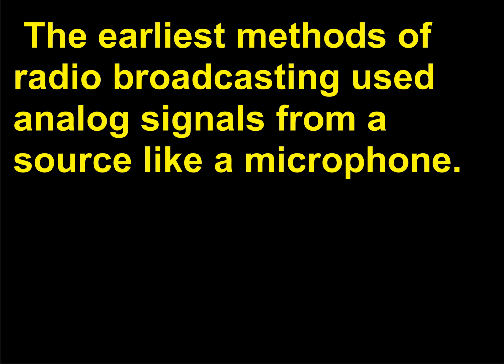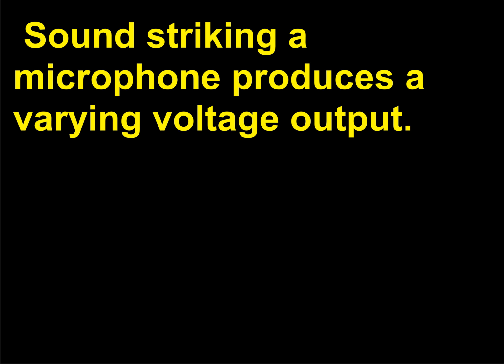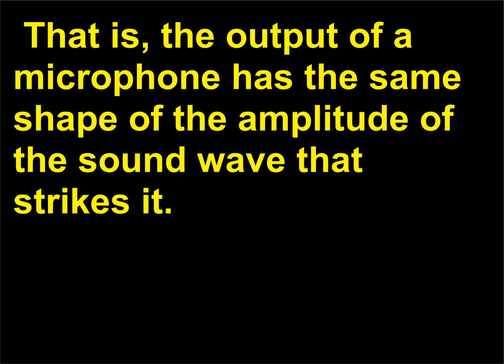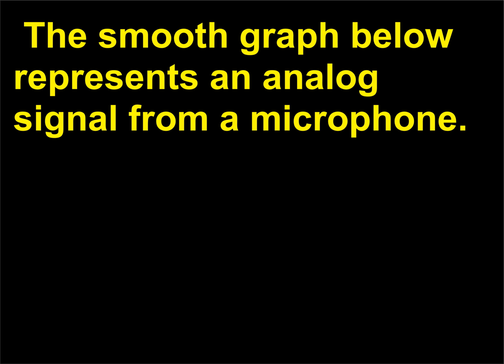The earliest methods of radio broadcasting used analog signals from a source like a microphone. Sound striking a microphone produces a varying voltage output. That is, the output of a microphone has the same shape as the amplitude of the sound wave that strikes it. The smooth graph below represents an analog signal from a microphone.